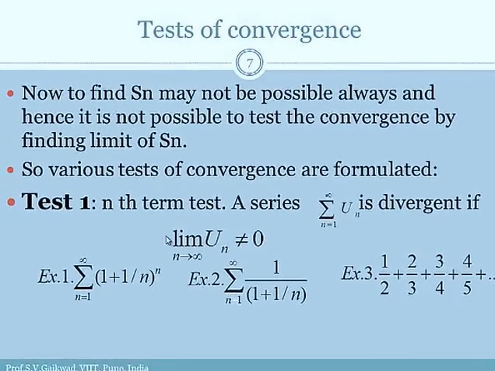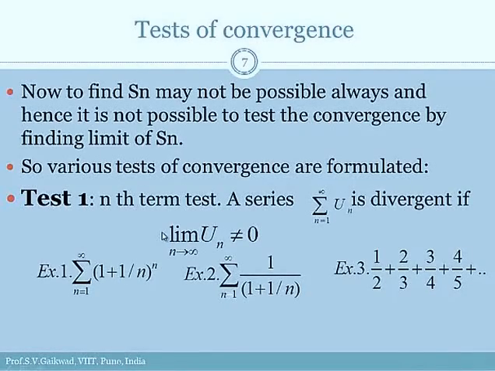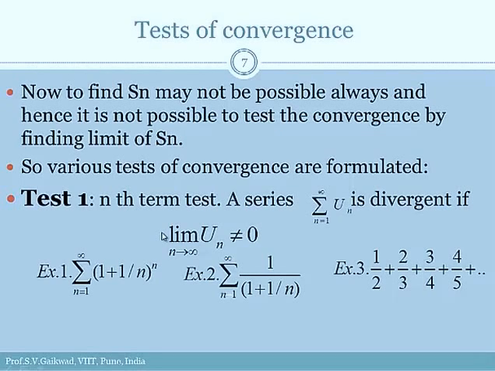So we have found the convergence of two series, arithmetic and geometric. We have the formula to find the sum of n terms in that case, but it's not always possible. We cannot get the sum of n terms for all series. So various tests of convergence are formulated. We'll study these tests one by one.